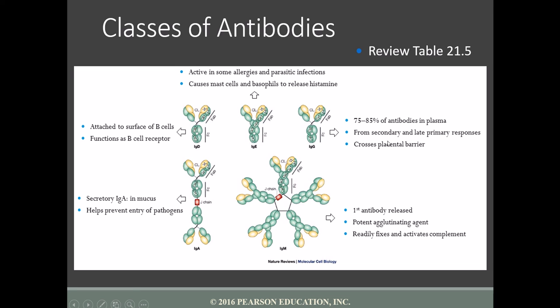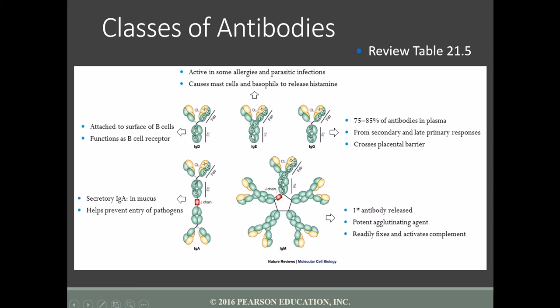Immunoglobulin G is the most prolific in our late primary and secondary responses, and it's one of the ones that can cross over the placenta and get into a fetus. So if a mother has immunoglobulin G to a particular type of pathogen, that can be transmitted to her fetus.